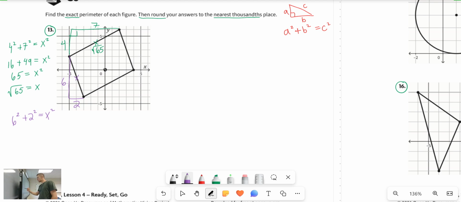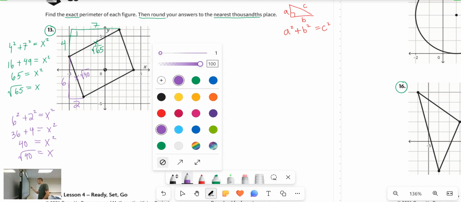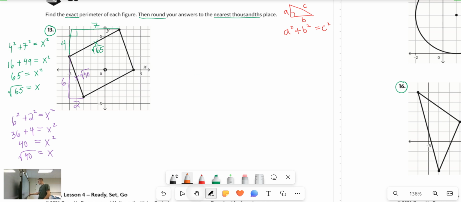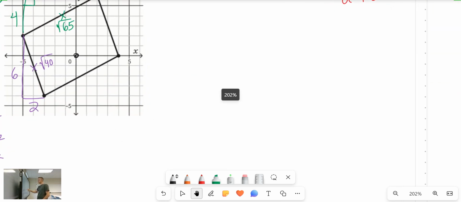Equals x squared. All right, 6 squared is 36. 2 squared is 4. Right, so we have 40 equals x squared. And we square root both sides. The square root of 40 equals x. So this x is the square root of 40. Excellent. Let's go to orange. Let's go to a nice orange.